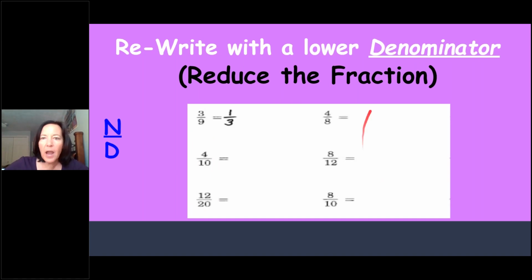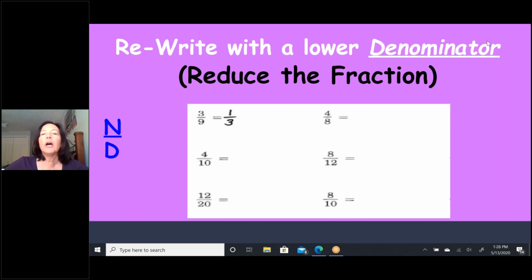Okay, now we're going to go the other direction. We're going to rewrite with a lower denominator, and you'll hear people say reduce the fraction. We already talked about this a little bit, and you already reduced at least 1 or 2 for me. So they did the first one. They said 3/9 equals 1/3.